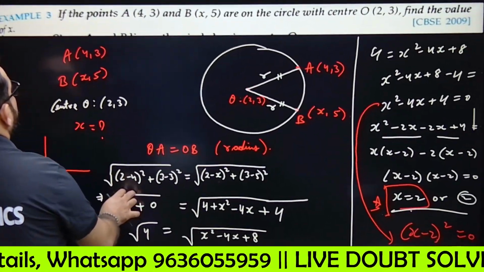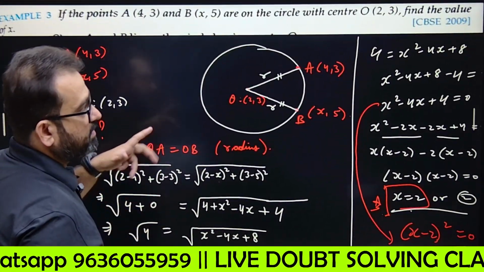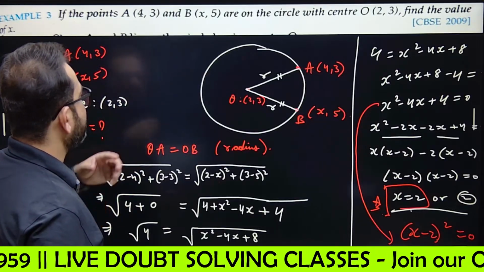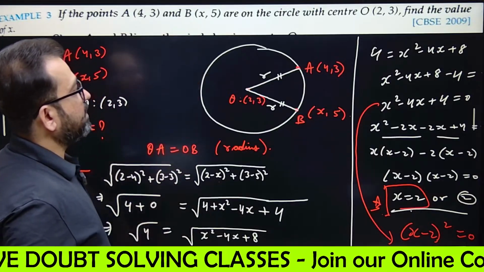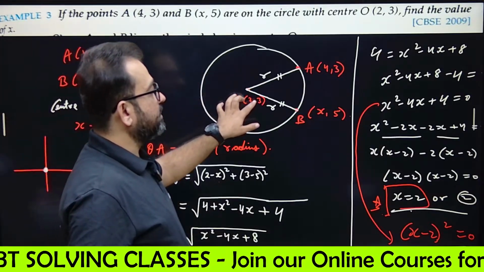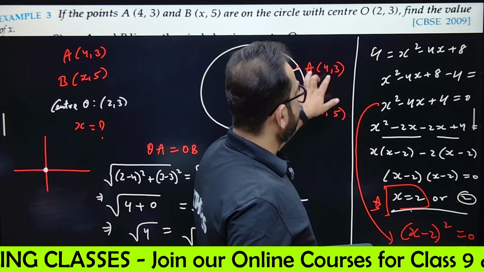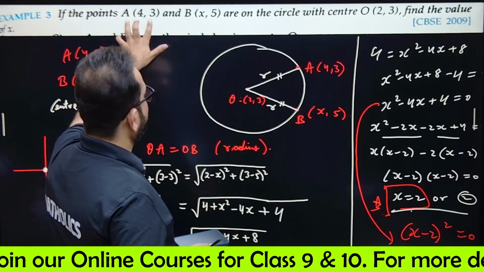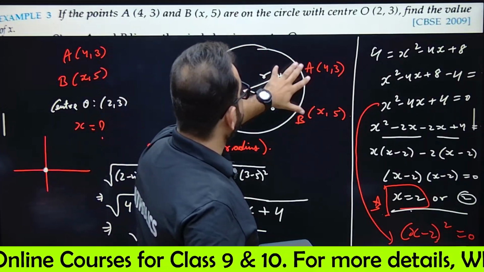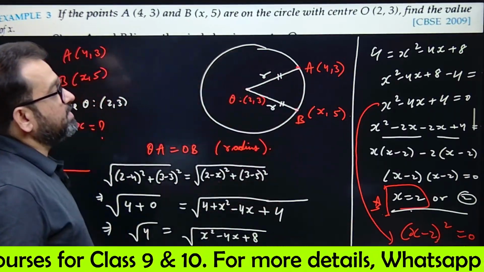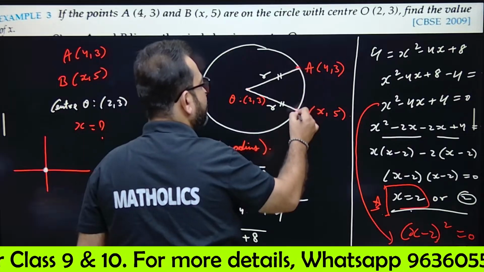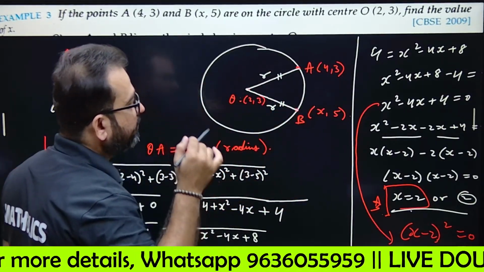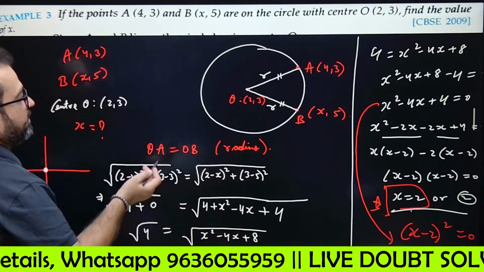This was a question based on circles and coordinate geometry. CBSE 2009 question, a previous year question. If the points A (4, 3) and B (x, 5) are on the circle with center (2, 3), find the value of x. This is the center, this is point A (4, 3), and this is point B (x, 5). These points are on the circle, and the center is (2, 3). You have to find the value of x.